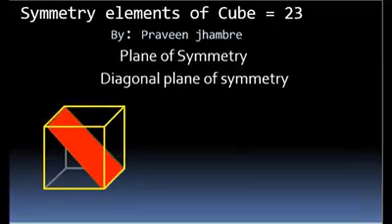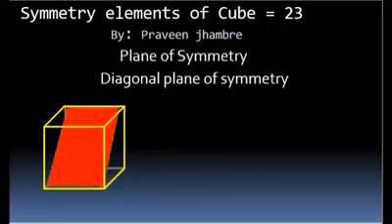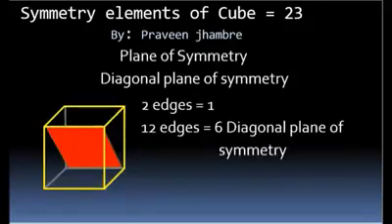Second one is the diagonal plane of symmetry. It is the diagonal plane between the two opposite edges passing through the center. Between two opposite edges there is one diagonal plane of symmetry. Therefore, between 12 edges there will be 6 diagonal planes of symmetry. Total planes of symmetry include the rectangular planes of symmetry and diagonal planes of symmetry, that is 3 plus 6 equal to 9.